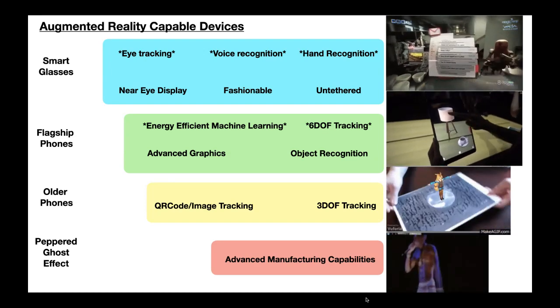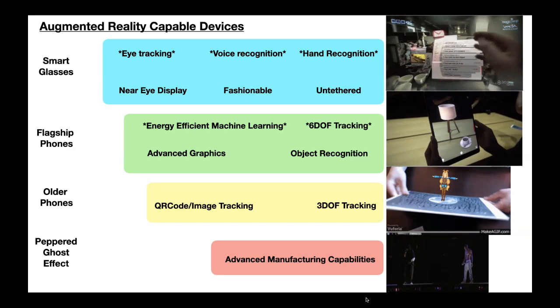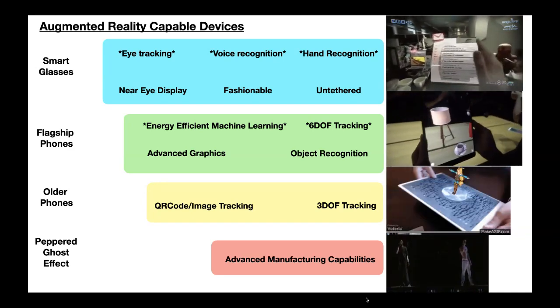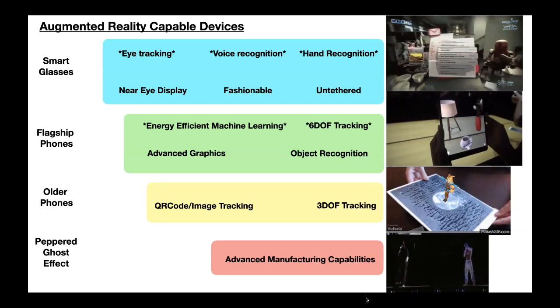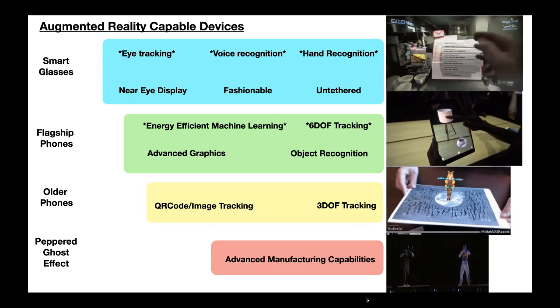Voice recognition, again, these are glasses that you're wearing on your face. So the ability to just speak to a digital assistant is definitely handy and definitely, I would say, a requirement of smart glasses. Hand recognition is another really, really big key.